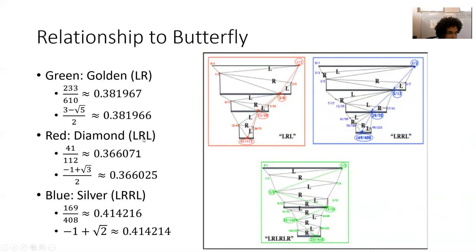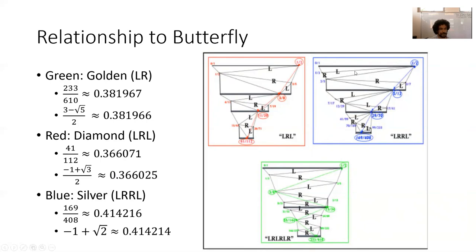And we can follow the same pattern starting from 1/2 with one of these other hierarchies. So if we follow this red diamond hierarchy, we go left, right, left, left, right, left, left, right, left, and if we truncate it there, we would end up having 41 divided by 112, which is approximately this. And just note that minus 1 plus the square root of 3 divided by 2 is approximately this, and it's very close to the rational number found here.